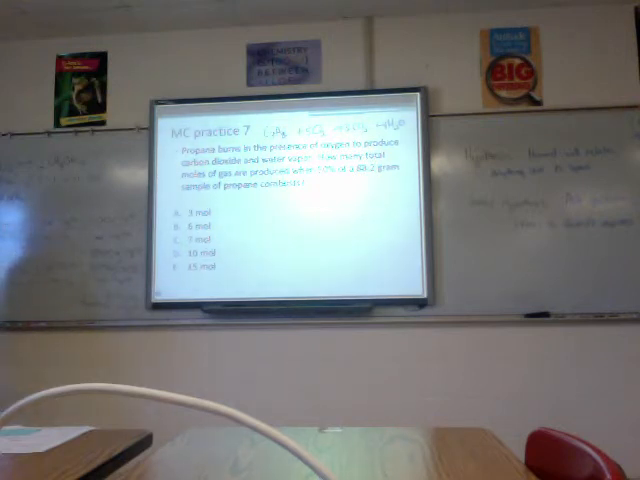So, 50% of 88.2, 44.1, okay? So that's how much of our propane is going to combust. Okay, so now we're going to do a little bit of approximation again. We know that 44.1 grams of our propane, C3H8, is combusting. 3 carbons is going to give us about 36, and then 8 hydrogens is about 8, so that's going to give us a molar mass of about 44 grams per mole.